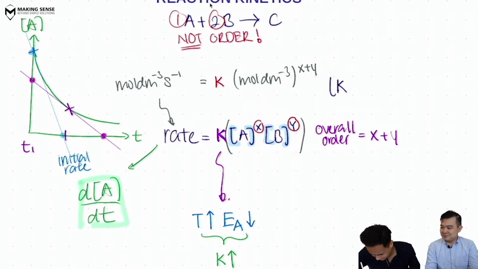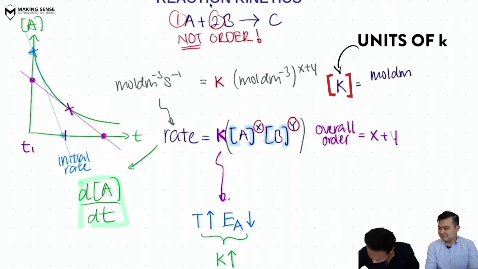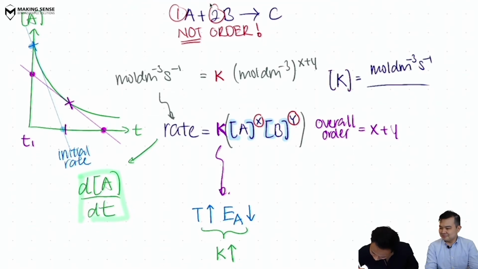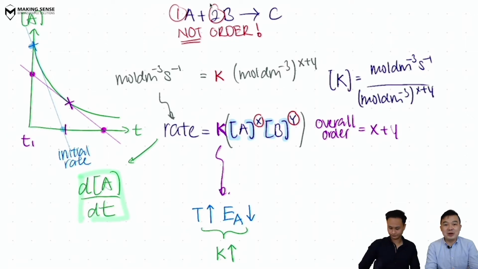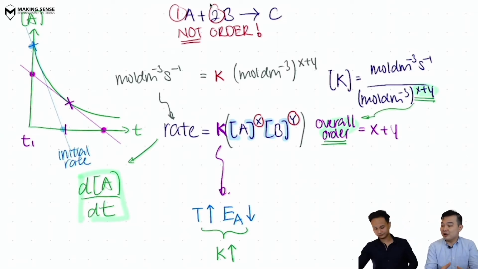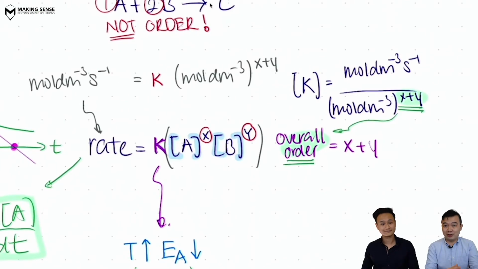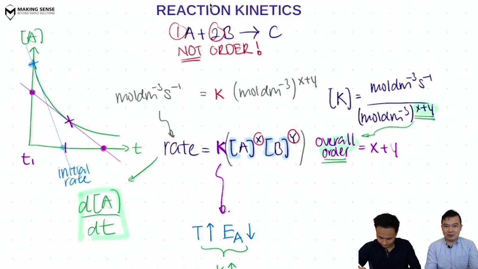So units of K, square bracket means units in physics. Units of K will be mole per dm³ per second divided by mole per dm³ raised to the power of X plus Y. So essentially what you're doing is making K the subject of the formula, and to do that as well, you're going to make the units divide each other as well, right? Okay, great. So you realize that this X plus Y actually corresponds to the overall order of the reaction. Yep. So that's it. Okay, so these are the main general ideas of the rate equation.